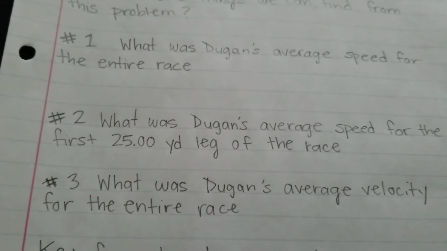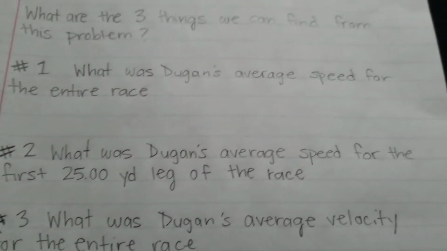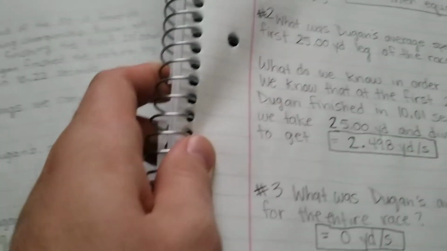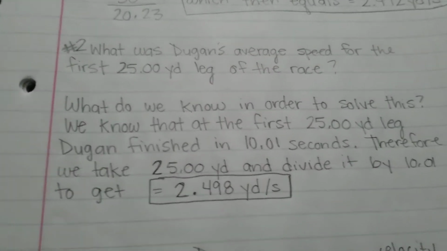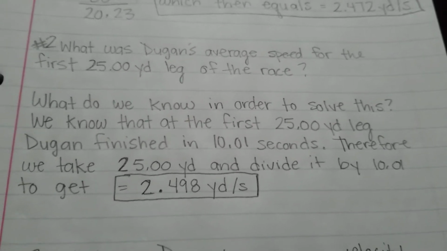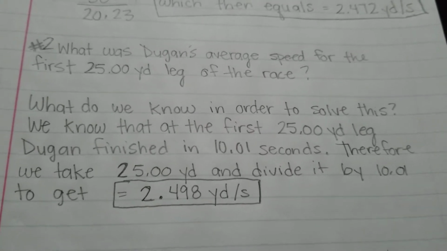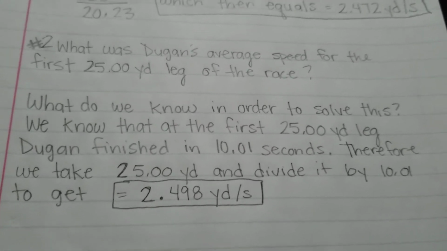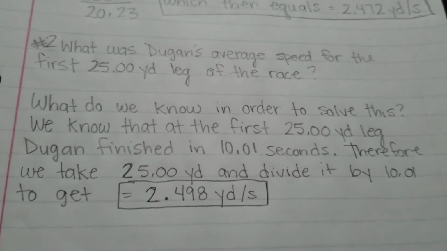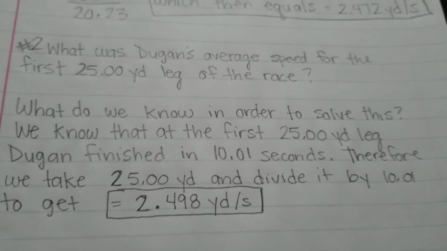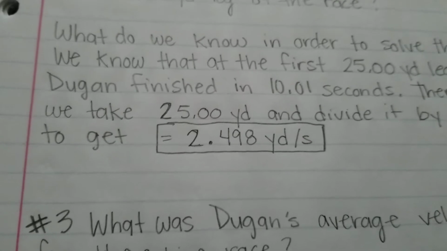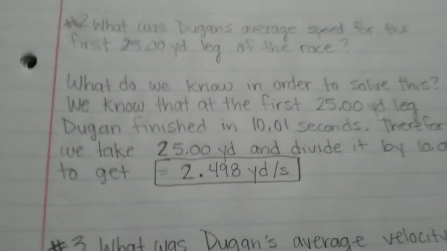Problem two states what was Dugan's average speed for the first 25-yard leg of the race. This problem was very simple because in order to solve it, we know that at the first 25-yard leg race, Dugan finished in 10.01 seconds. Therefore, we can take the 25 yards from the first leg and divide it by the total time that it took him to complete it, and we get an answer of 2.498 yards per second.